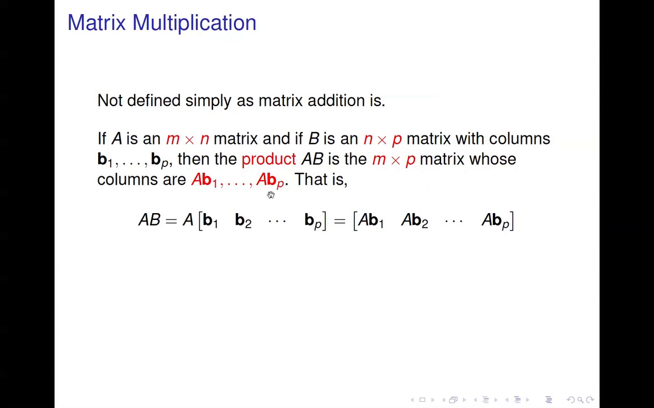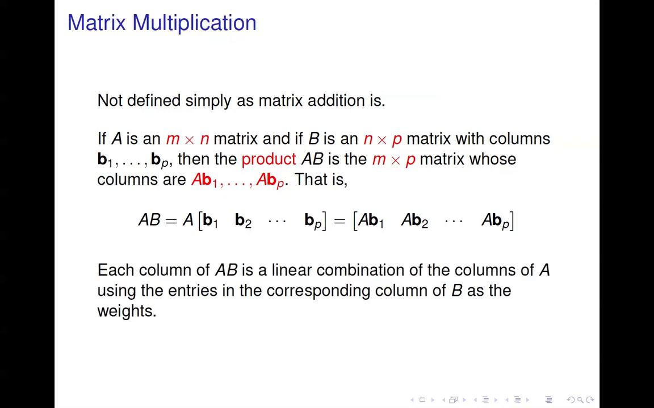Well, notice what this says. It's the M by P matrix whose columns are A times B1 out to A times BP. That is, we want to multiply A times B. Then we look at it as A times each of the columns of B. So the first column of the product is A times the first column of B. The second column of the product is A times the second column of B, and so forth.